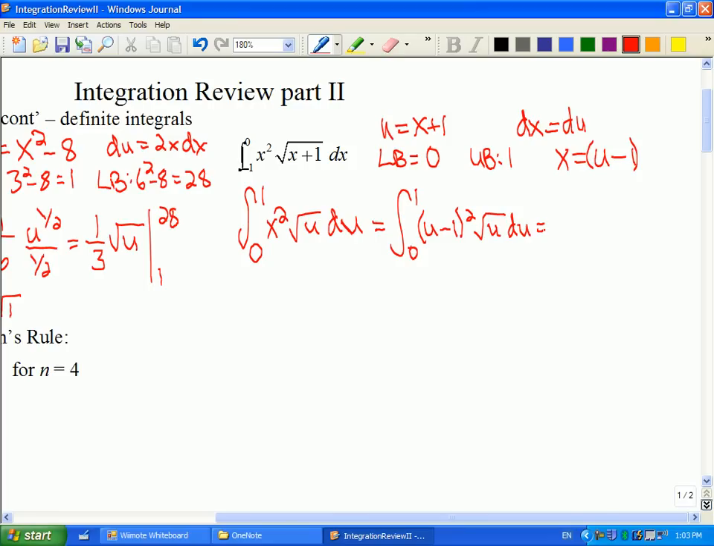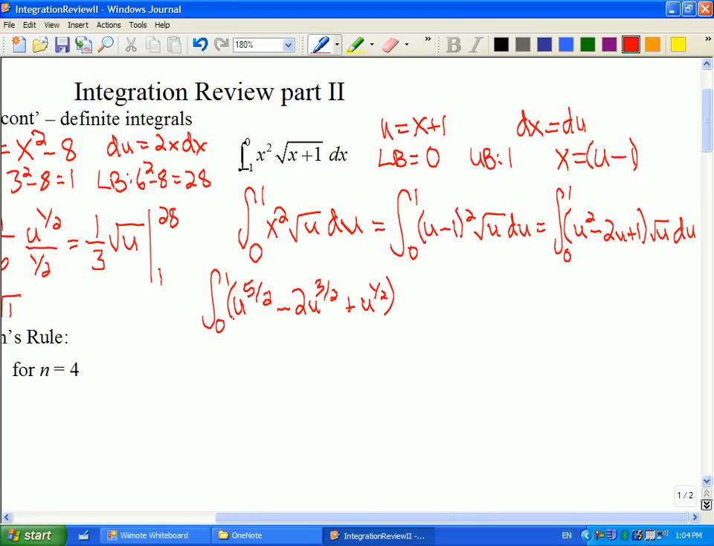Okay, so if I expand that out, that's probably the easiest way to go. It's only squared, so it should be fairly easy for you to write this out. u squared minus 2u plus 1 root u du. And then if I expand that out one more time, I'll have u to the 5/2 minus 2u to the 3/2 plus u to the 1/2. And I can use power rule at this point to finish off that integral.